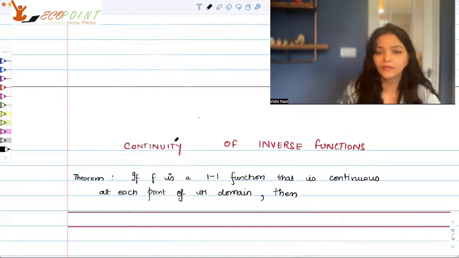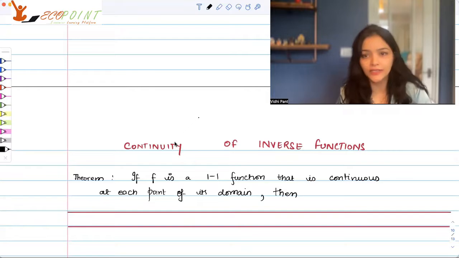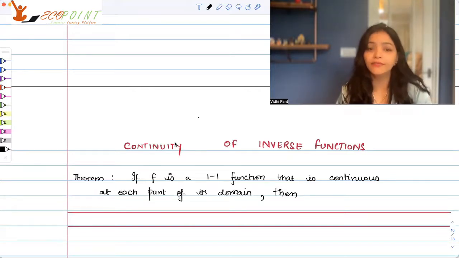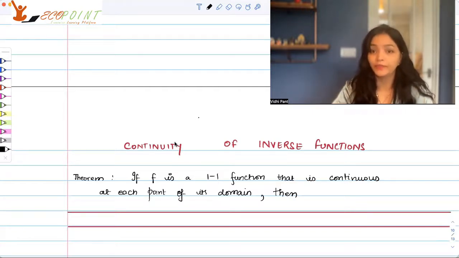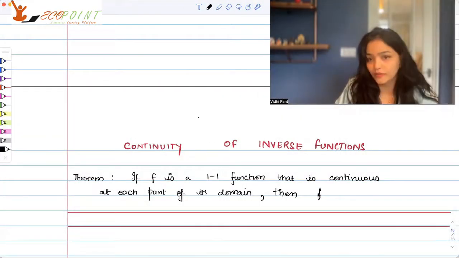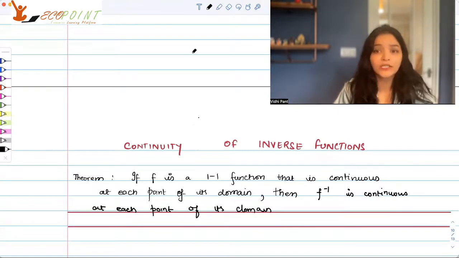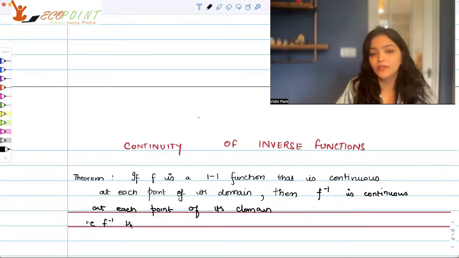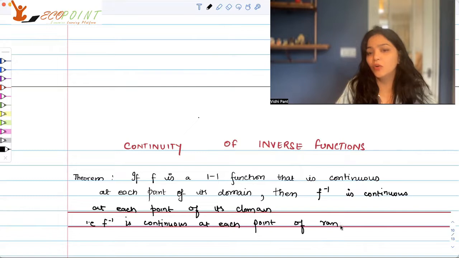equals x. Therefore, there's a generalized theorem which says that if f is a one-to-one function that is continuous at each point in its domain, then f inverse is continuous at each point of its domain as well. And what is the domain for f inverse? It's the range of f. So therefore, f inverse is continuous at each point of the range of f.